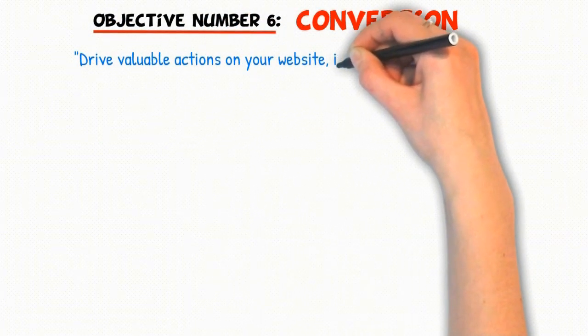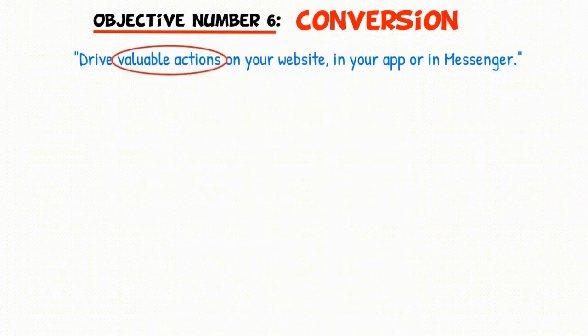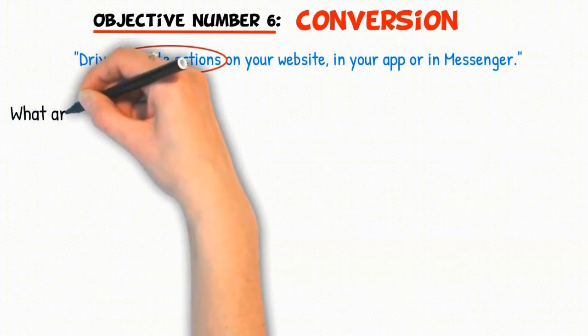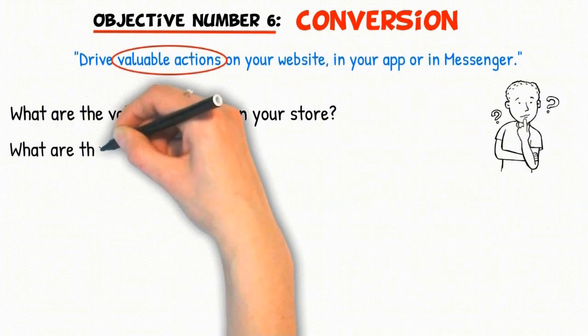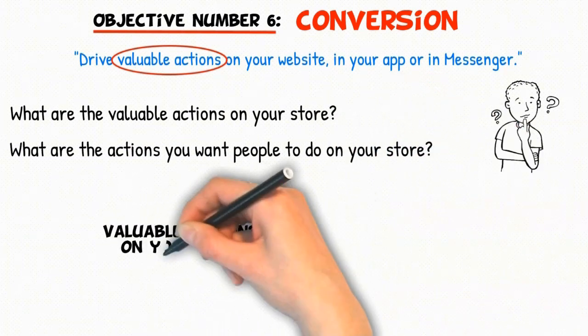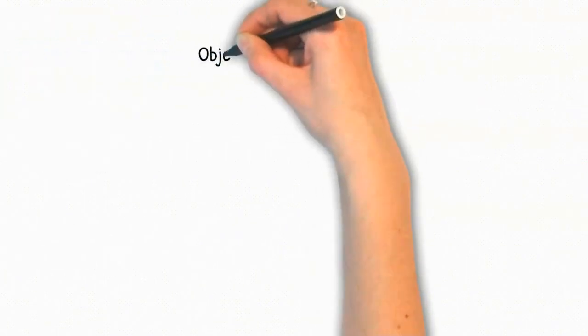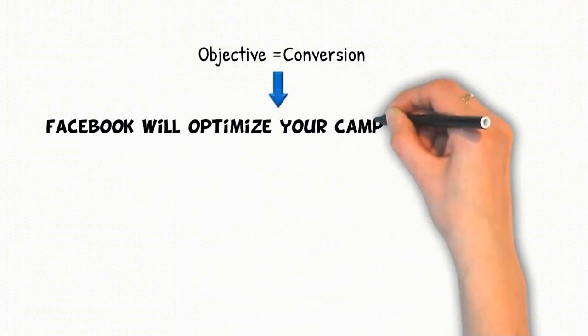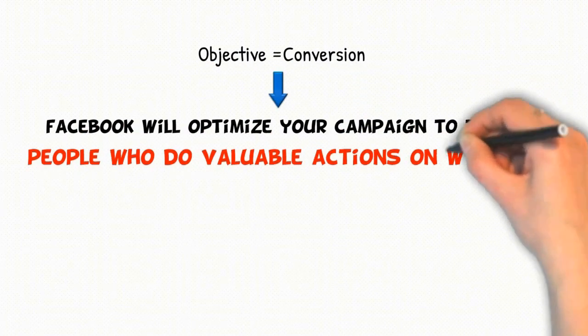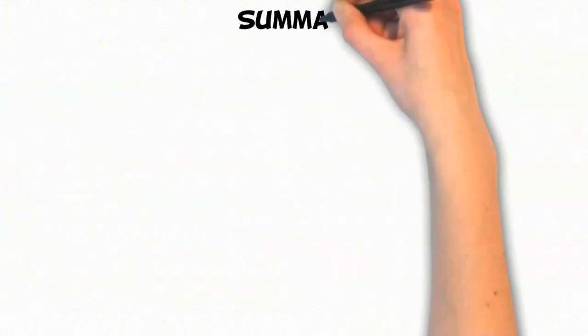Objective number 6, conversion. The simplest translation of this objective is drive valuable action on your website, in your app, or in Messenger. Pay attention. Conversion objective helps you drive valuable actions on your website. And what are the valuable actions on your store? What are the actions you want people to do on your store? Well, I'm quite sure you want people to add to cart and then to purchase. If you choose this objective, Facebook will optimize your campaign to target people who do valuable actions on website. And this is exactly what you want.